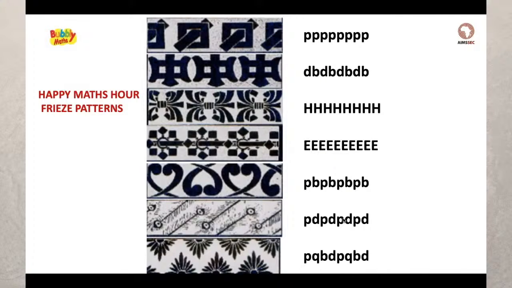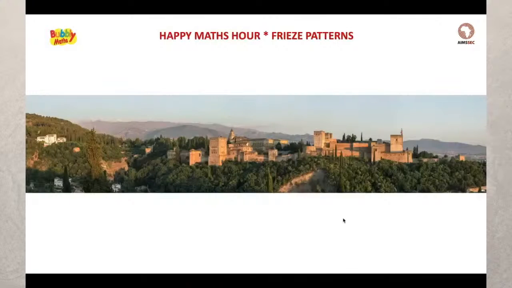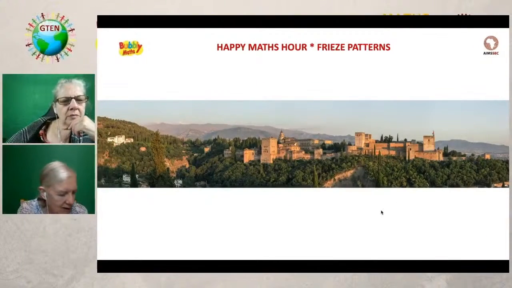Now, this way of labeling these PPP, DB, DB, HE, and the rest, that's just our way of doing it. It isn't the standard method that, for example, crystallographers use. It's just a simple way. We didn't want to get into anything complicated. Now we're going to Spain.